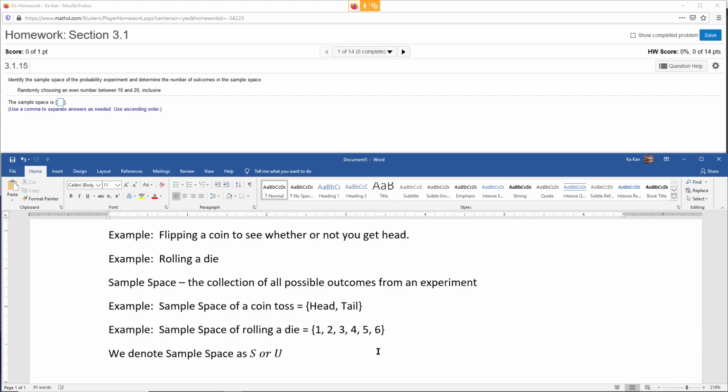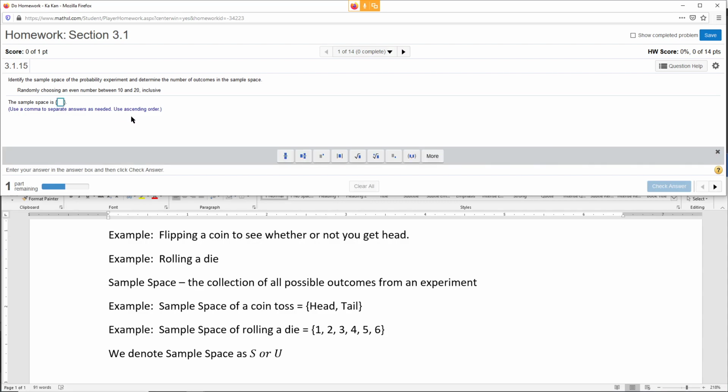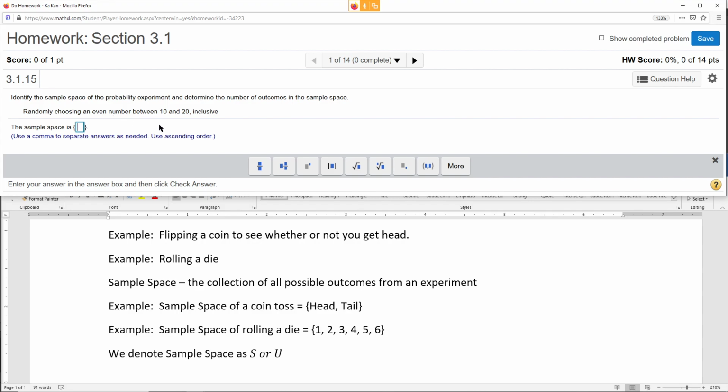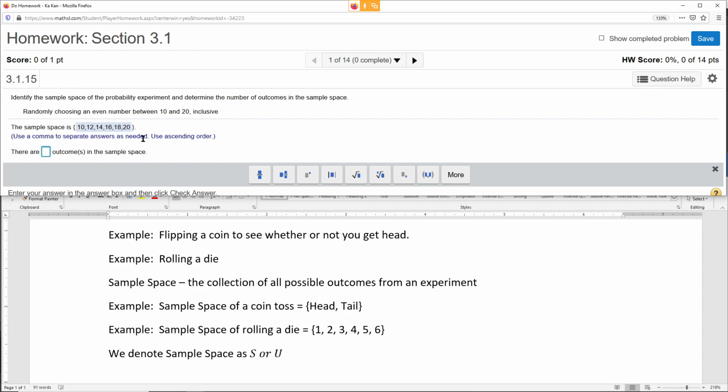So okay, we've got the sample space now. Let's answer a few questions just to get us started. Right here it says, what is the sample space? Randomly choosing an even number between 10 and 20 inclusive. Inclusive just means you are including 10 and 20, like including the endpoints. What are the even numbers between 10 and 20? 10, 12, 14, 16, 18, and 20. Those are the sample space, all the possible outcomes you can ever get. How many outcomes do we have? 1, 2, 3, 4, 5, 6. 6 outcomes.